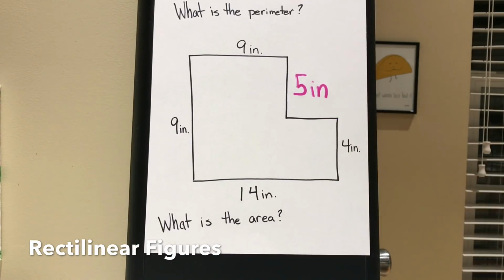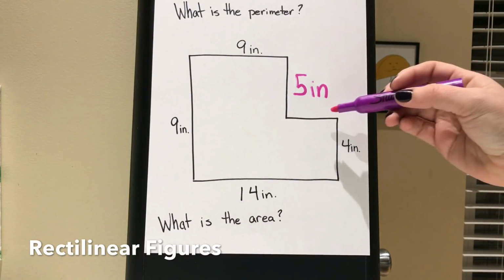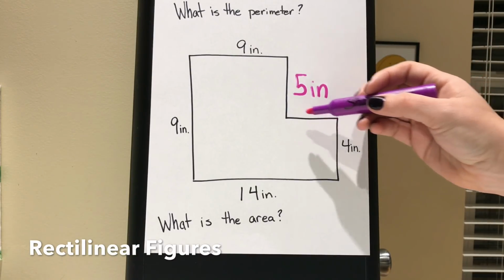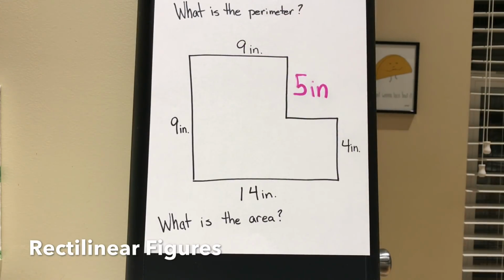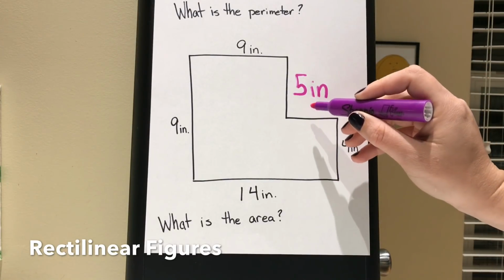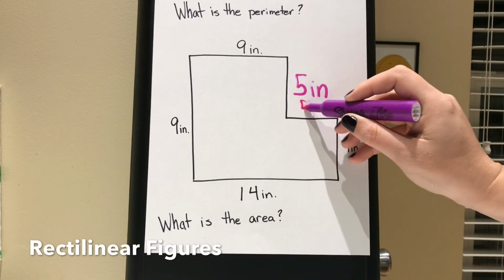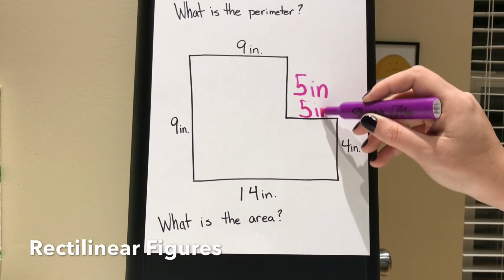Here we have another unknown. Again, we can look at the opposite sides for help. This unknown plus this 9 equals 14. What could our unknown be? Here our unknown must also be 5, because 5 plus 9 equals 14.